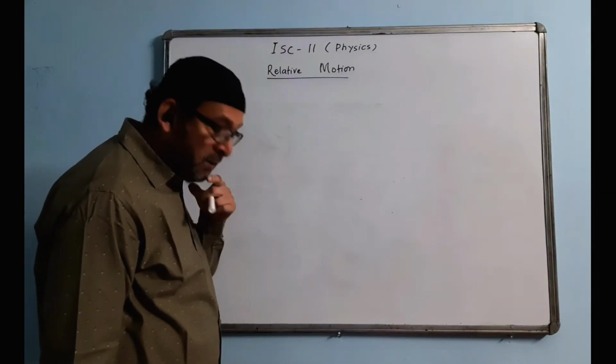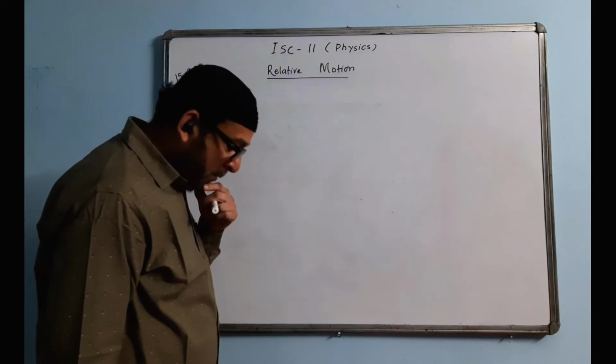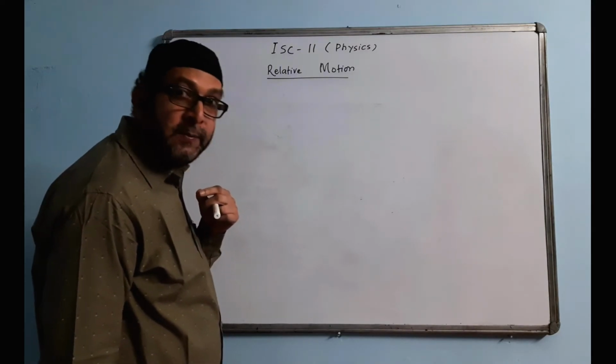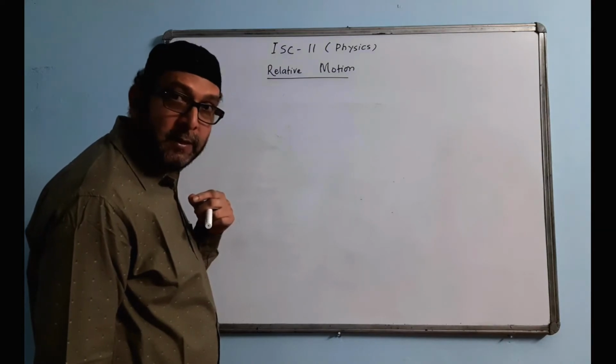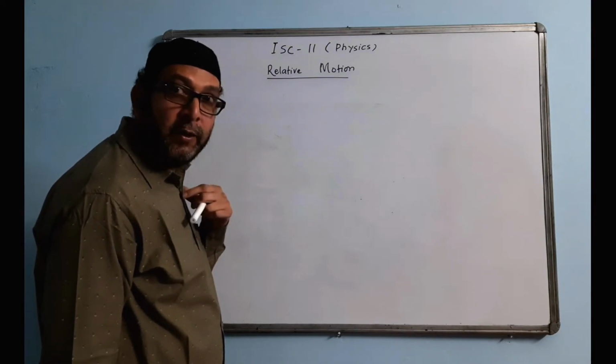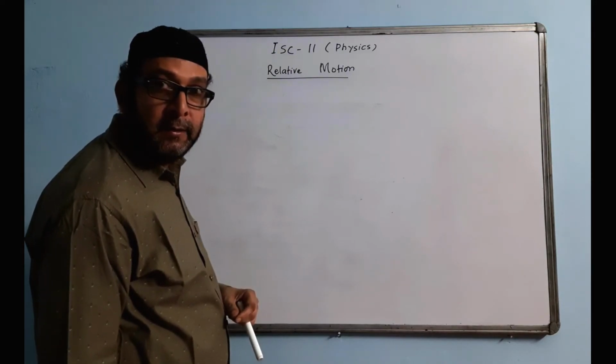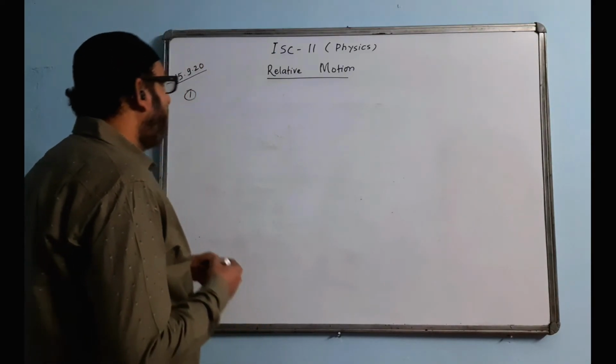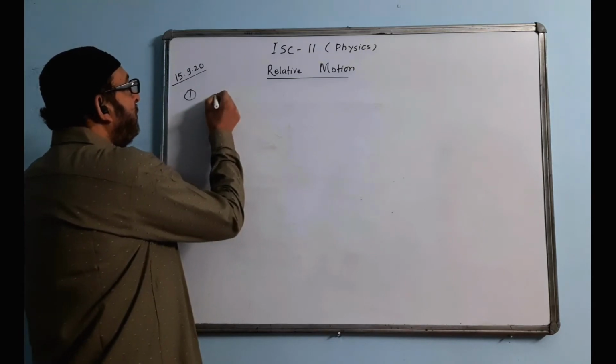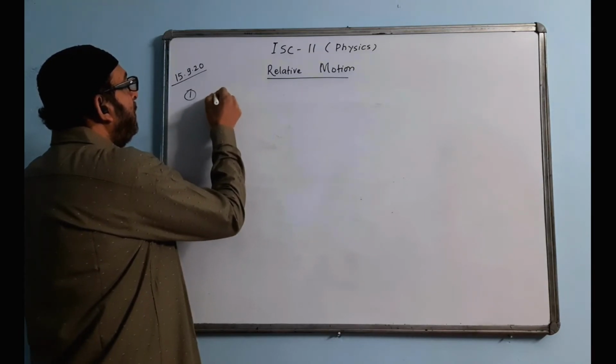I think you have to slightly change the value. The speed of the man in still water, instead of the same value 20 kilometer per hour, you write 30 kilometer per hour. Then we'll do the first case now. Number one.